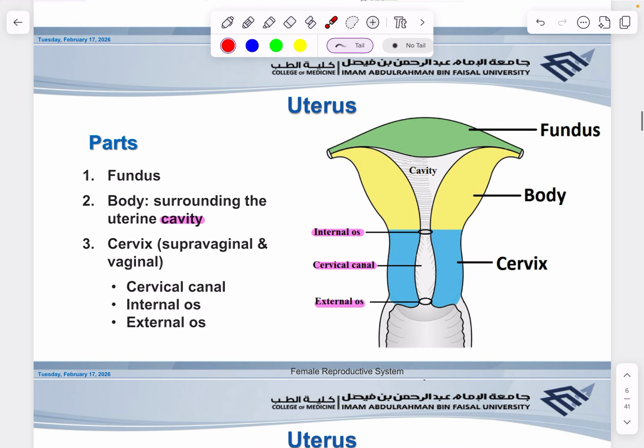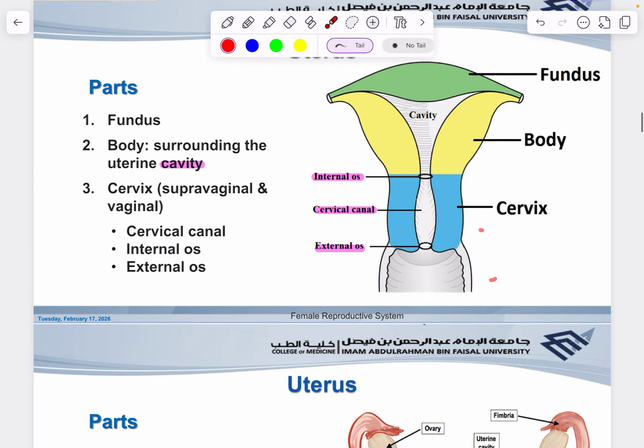It consists of three main parts: the fundus, the body, and the cervix. The fundus is the topmost part, above where the uterine tubes enter, so imagine it like this. The body surrounds the cavity, while the cervix is divided into supravaginal and vaginal parts, which will be clarified in the coming pictures. It consists of a cervical canal with two separations. The internal os is the separation between the cervix and the body, and the external os separates the cervix from the vagina.